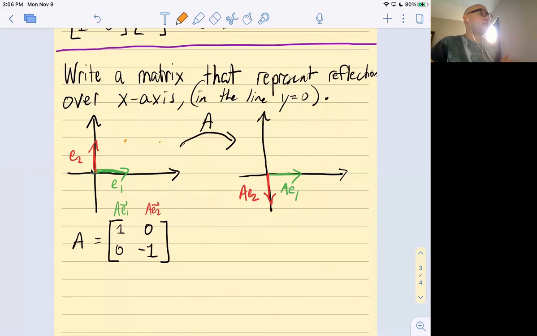How do you guys feel about this transformation? Does it make sense, what I wrote? That this represents flipping something over the x-axis? Please hit yes if this is starting to make a little sense, and no if you're still a little bit lost. Or a coffee cup if you're checked out.